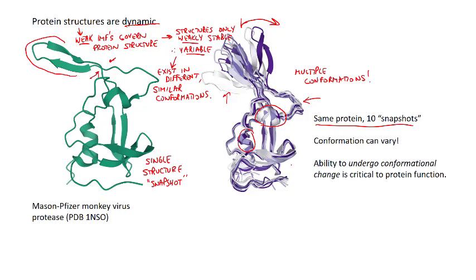So this isn't an accident. It's actually very important that most proteins can undergo these sorts of conformational changes, because an ability to undergo conformational change is critical to the function of most proteins. If proteins were just chiseled out of rock and they never moved and they just sat there as is, most proteins would be rather useless. So we're going to see over the next couple of slides one way in which the ability of a protein to undergo conformational change is important for its function.